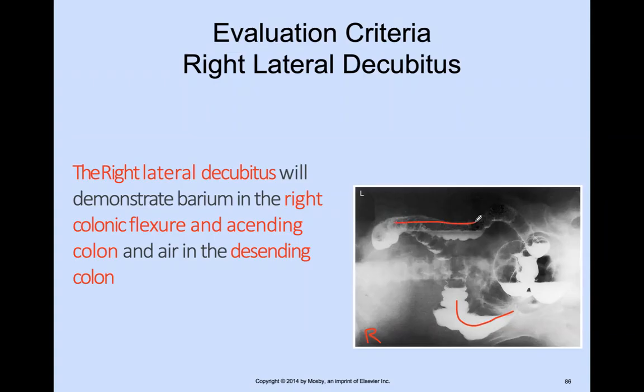If I had no marker here, how would you know that this is the right side, that this is a right lateral decubitus? Because the right flexure is lower than the left, and the patient is lying on the right side.